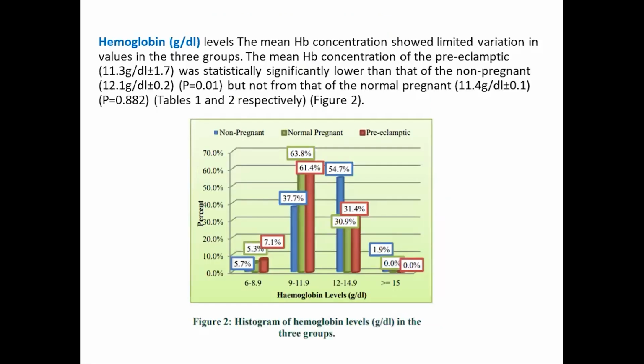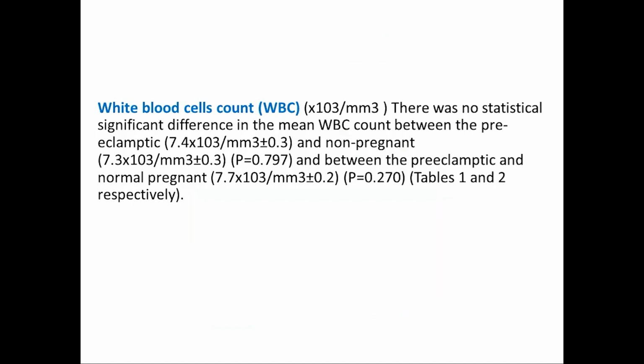Here also, for the hemoglobin levels, the mean hemoglobin concentration shows limited variation in the values in the three groups. The mean hemoglobin concentration was significantly lower than that of the non-pregnant group, but not from that of the normal group. For the white cell count, there was no statistically significant difference in the mean white blood cell count between the preeclamptic and either of the other two groups.